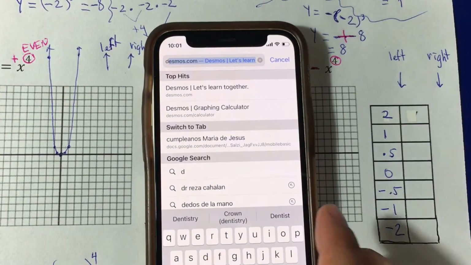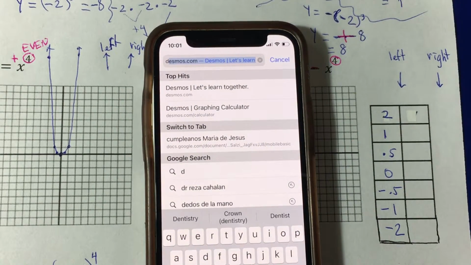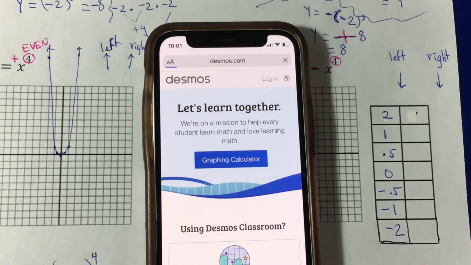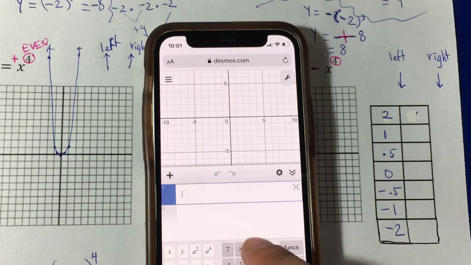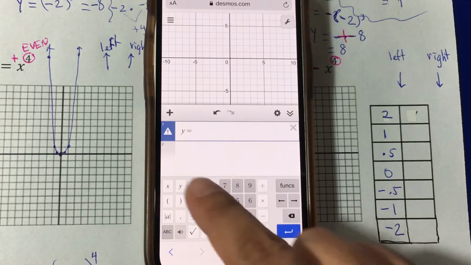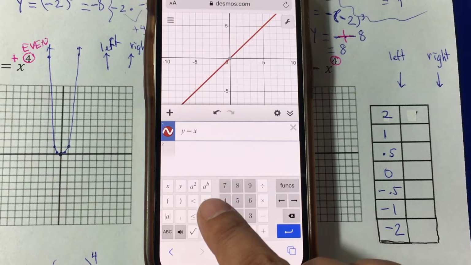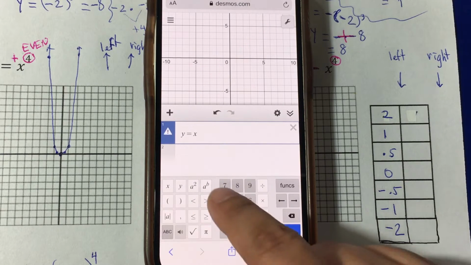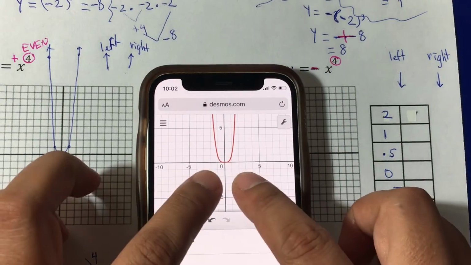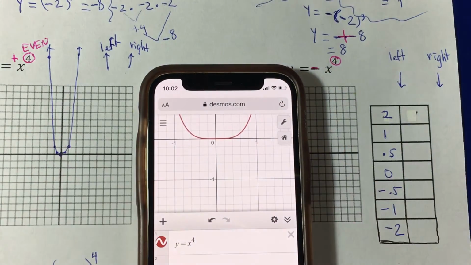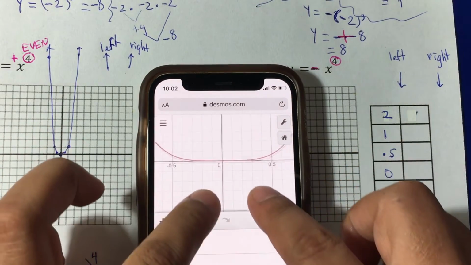In previous lessons, I showed you that I use a free tool, and it's not a commercial, it's free online. You can download the application or you can just use it online. It's desmos.com. You go to the graphing calculator and you put y equals, can you see? So y equals x. For the power, you just use the caret and put the 4. And so this is what I wanted you to see. I tried to include a decimal, but I was not very successful.